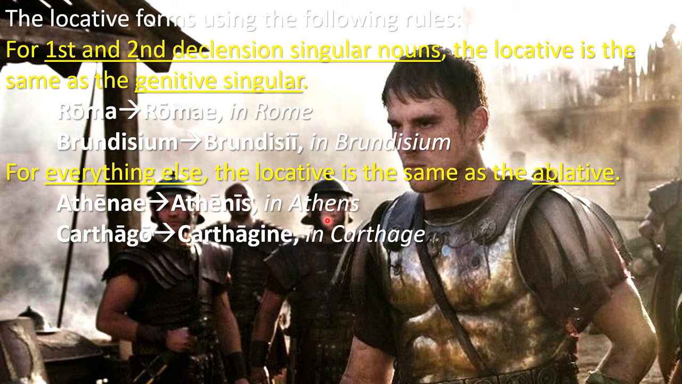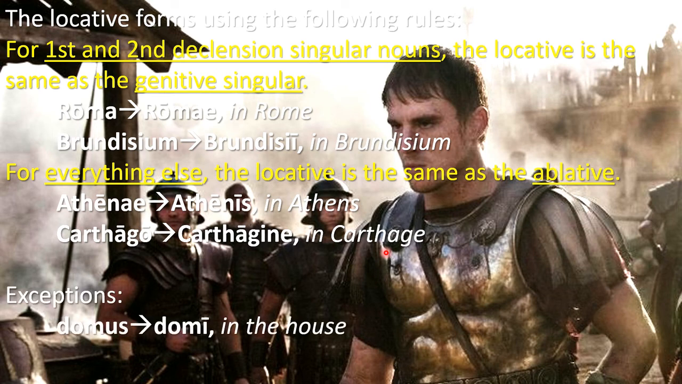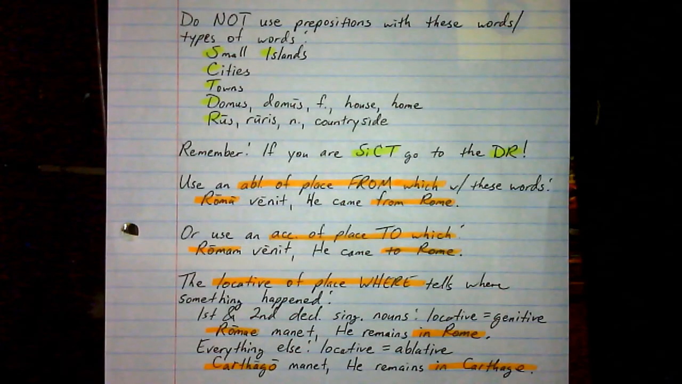Carthago becomes, because it's third declension, Carthagine, in Carthage. Domus is irregular. It becomes domi. You learned this in chapter 3 last year. Rus becomes rure, just like domi, in the countryside.